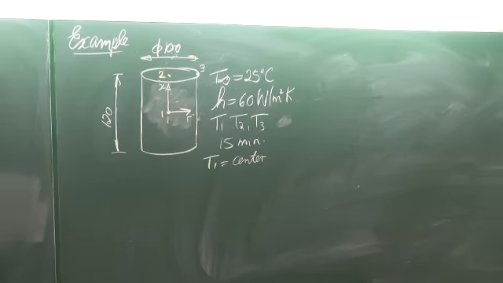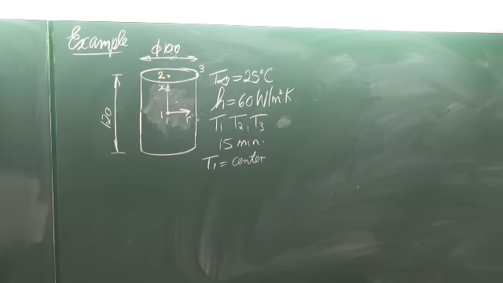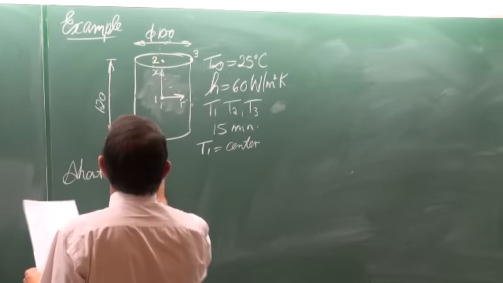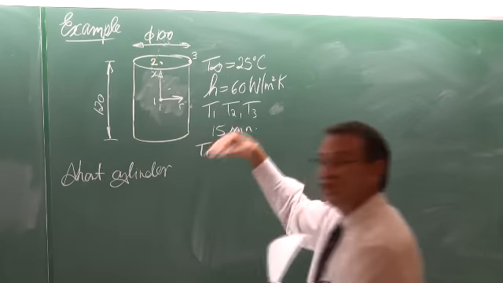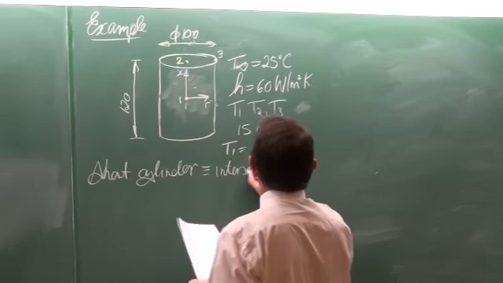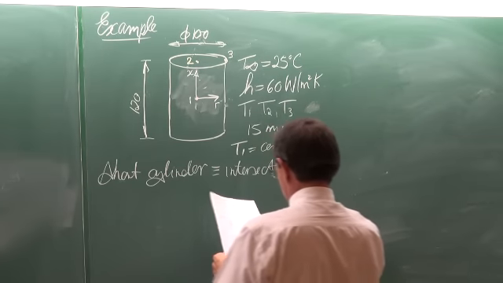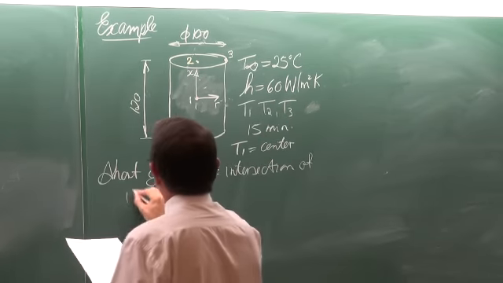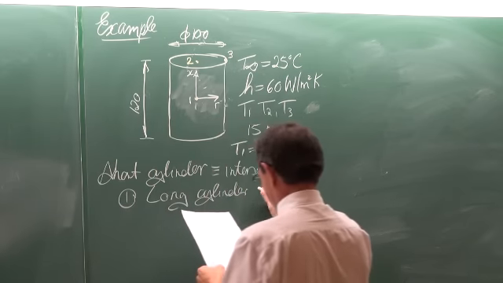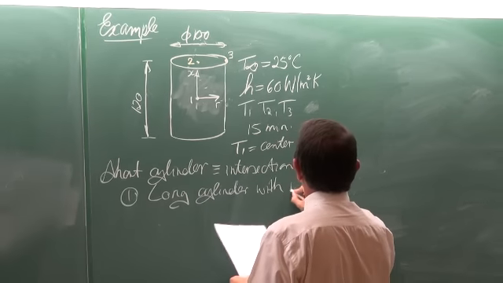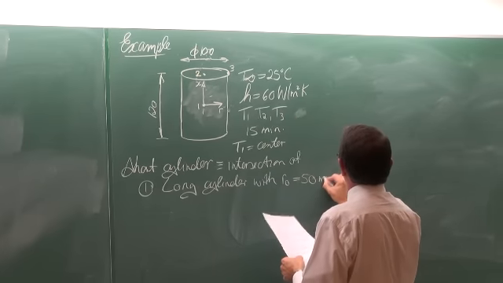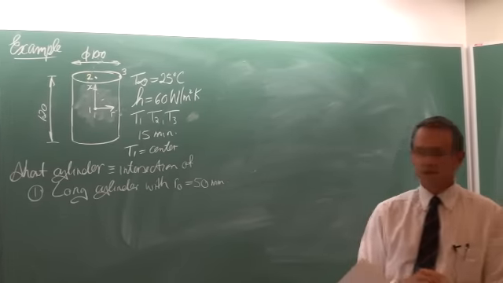So if you look at that solution in the table, you will see that the short cylinder, all the mathematics behind generating the short cylinder is that it is the intersection of, firstly, a long cylinder with a radius R0 of 50 millimeters. With a radius of 50 millimeters, that is the first thing.